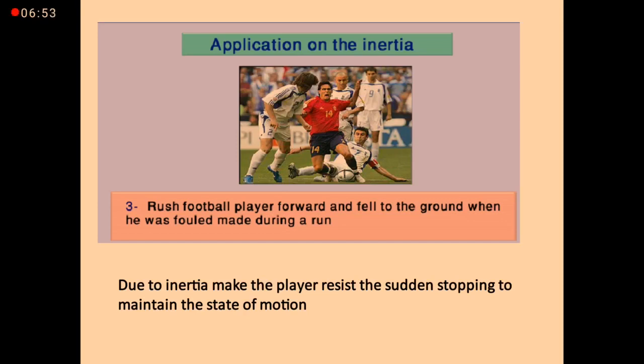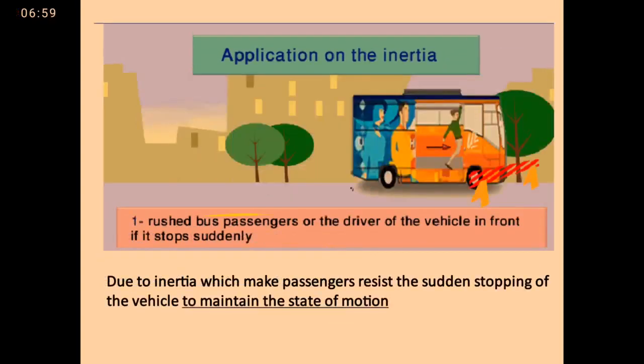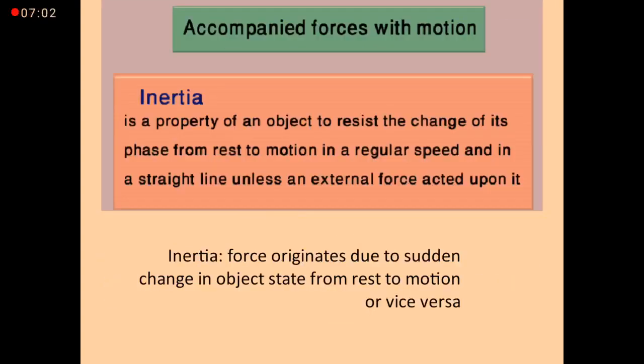So we will go back again to our definition. What is meant by inertia? I start with activity and then I want you to conclude the definition. Inertia is a property of an object to resist the change of its state from rest to motion at a regular speed and in a straight line unless an external force acts upon it. And we can simplify this definition, of course.